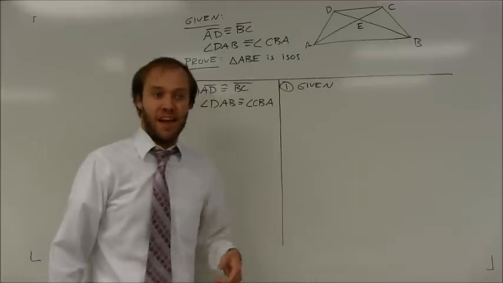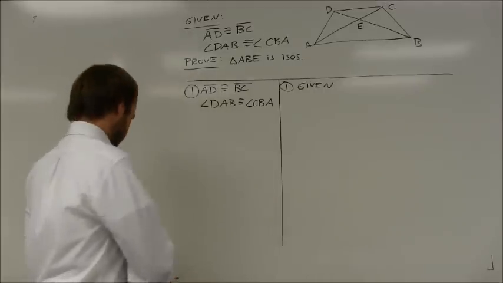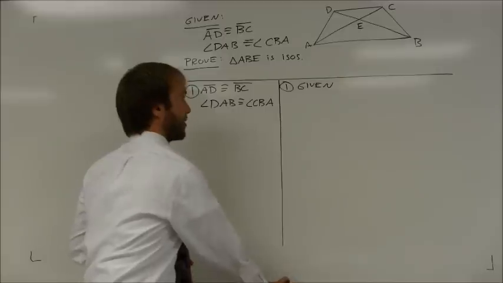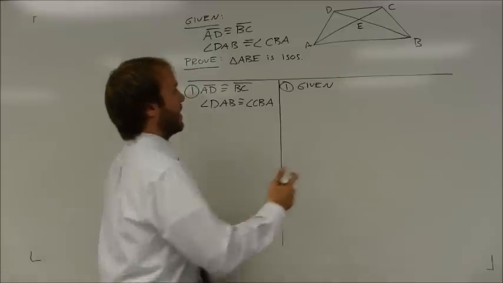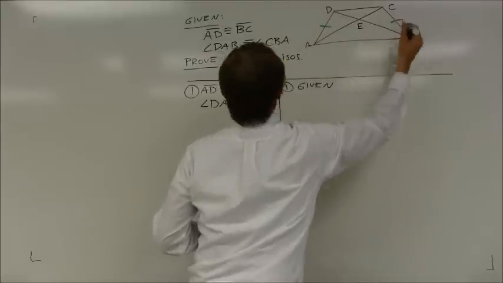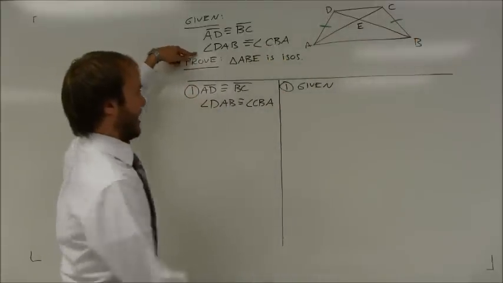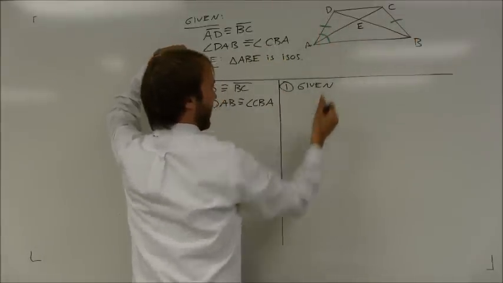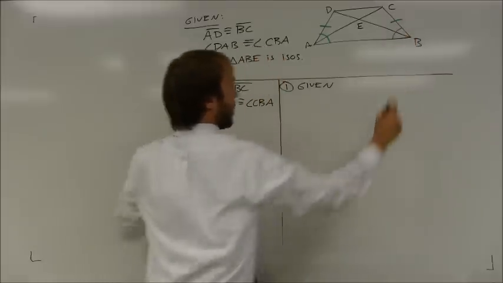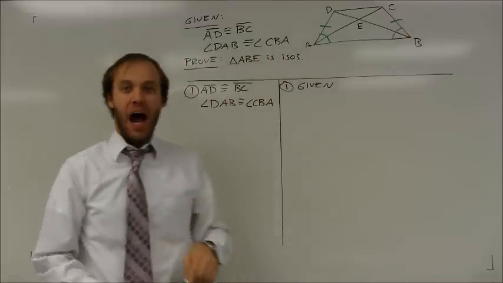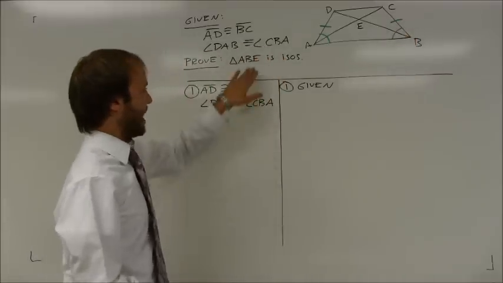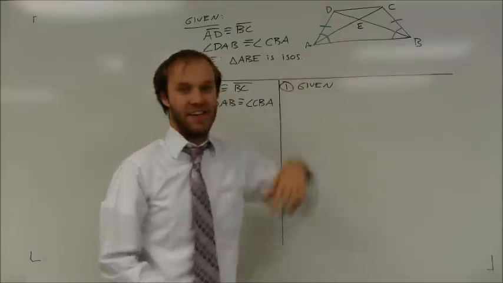Take a look at the data that I've got here. I'm told that segment AD is congruent to segment BC. I'm going to label that on the diagram there. DAB, and that's this entire angle on this side, is congruent to CBA over on the other side. I'm trying to prove that triangle ABE is isosceles.